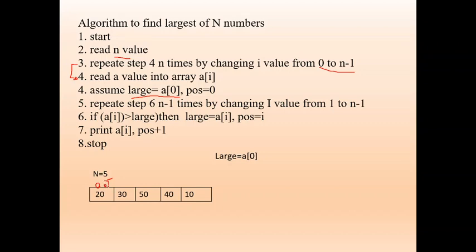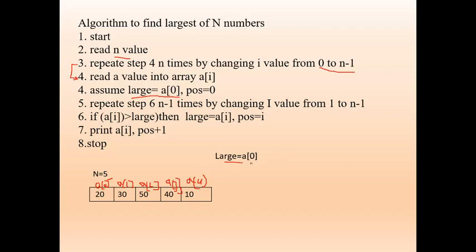0th element. And this is A of 1, first element. And next one is A of 2. Like that, A of 3, A of 4. Array members are stored inside of the array like this with the subscript position, and the subscript ranges from 0 to n minus 1.